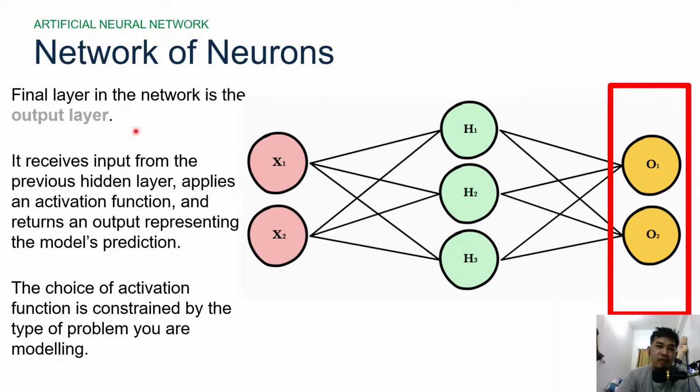And then of course our final output, which is the output layer, the final layer. So it receives input from the previous hidden layer, applies an activation function, and returns an output representing the model's prediction. So the choice of activation function is constrained by the type of problem you are modeling.